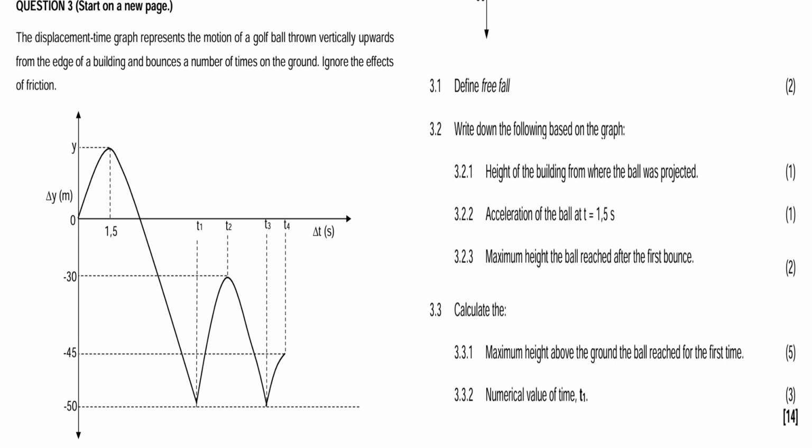On question three, the displacement-time graph represents the motion of a golf ball thrown vertically upwards from the edge of a building, which bounces a number of times on the ground. The keyword is thrown: by this we mean that the initial velocity is greater than 0 meters per second, and the direction is upwards. Ignore the effects of friction.